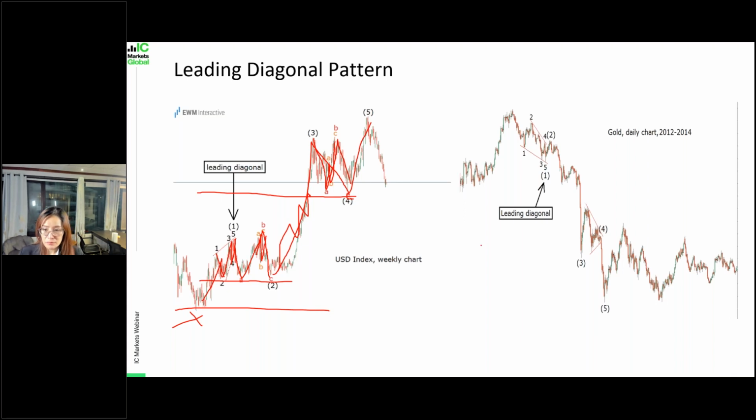Right? Okay, what about the downtrend here? Here this is wave 1, 2, 3, 4, and 5, right? Wave 2 does not retrace more than the beginning of wave 1, which is here, correct? Wave 4 does not overlap wave 1, correct.